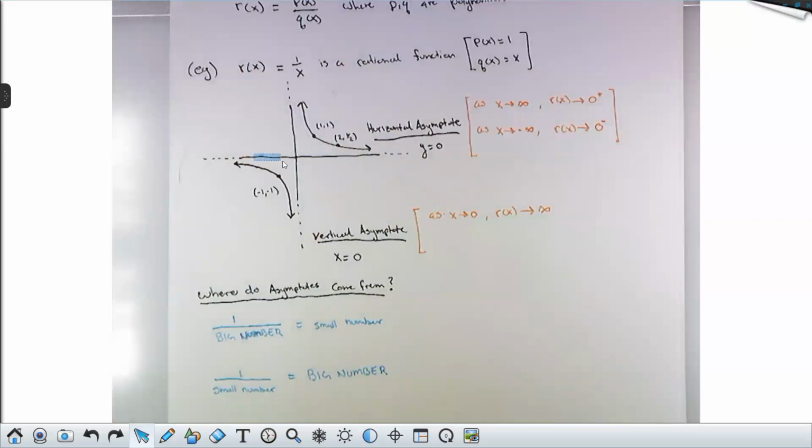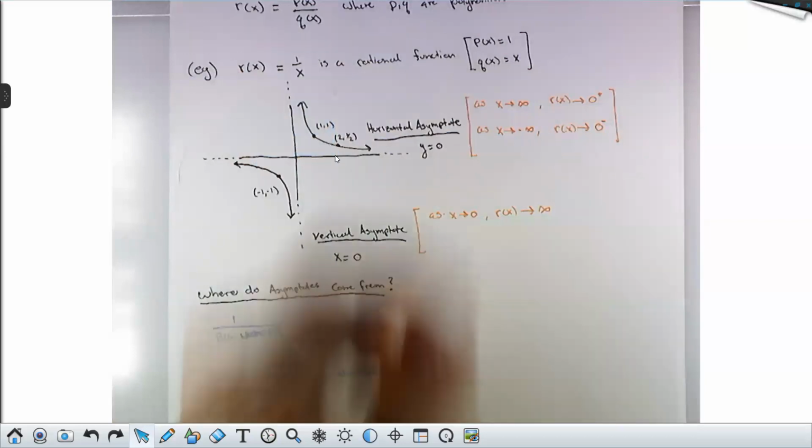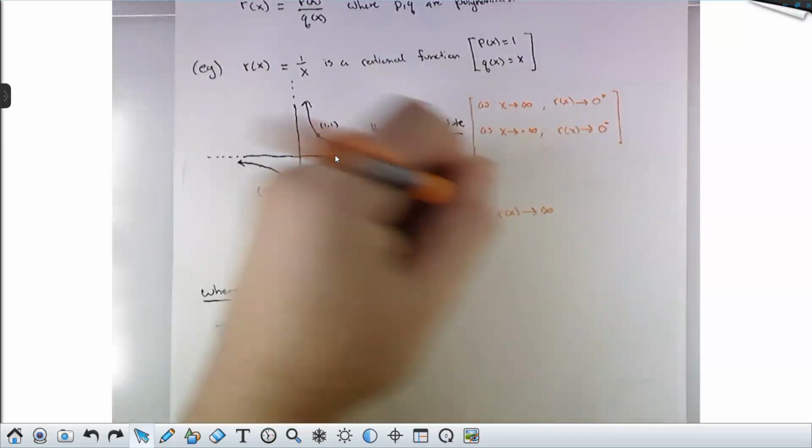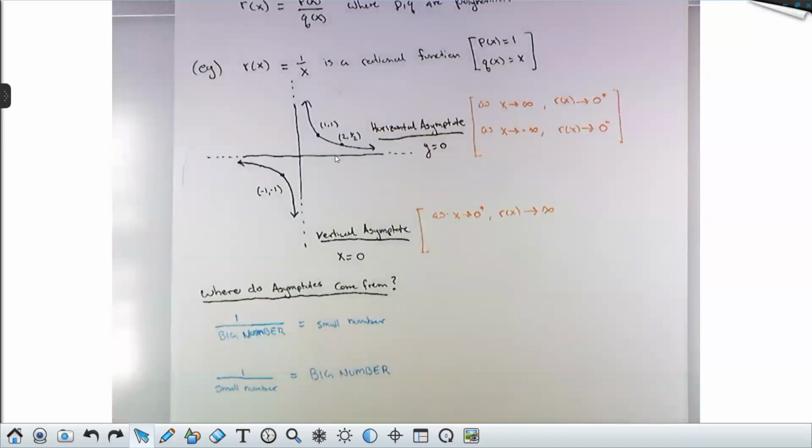I can approach 0 from the left or from the right. And I'm talking about plugging in small positive numbers. So I would say as x goes to 0 plus, meaning x is a very small positive number, then r of x will be a very large positive number. And on the other side, you have the same sort of thing. If I plug in a very, very small negative number like negative 1/10, then the output from this function would be negative 10, which is way down here.